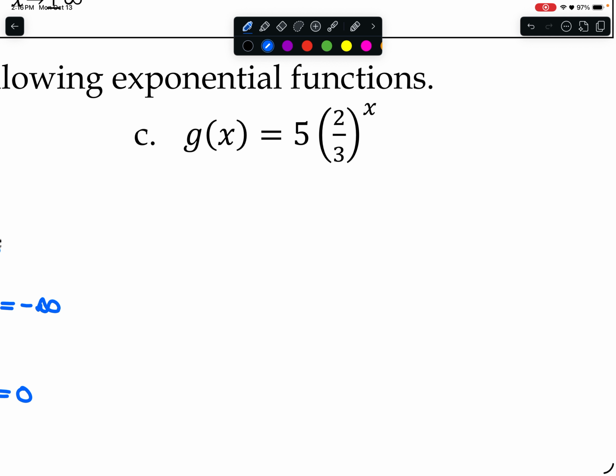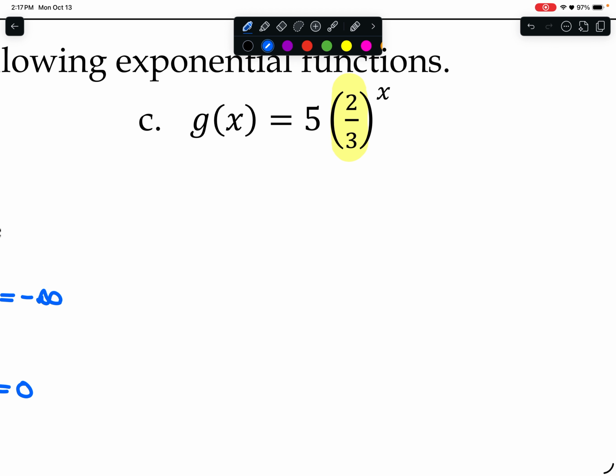Now looking at part C over here, we have g of x equals 5 times (2/3) to the x. In this case, you are given an equation, and you have to recognize, based on the b value, if this would be a growth or a decay. Because we have a b value of 2/3, that is less than 1, which tells me it's going to be a decay. So my graph, because it's positive and it's a decay, is going to follow something like this. This is a general idea of what your graph looks like.